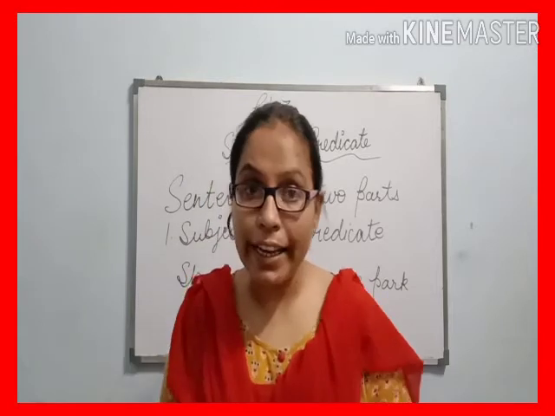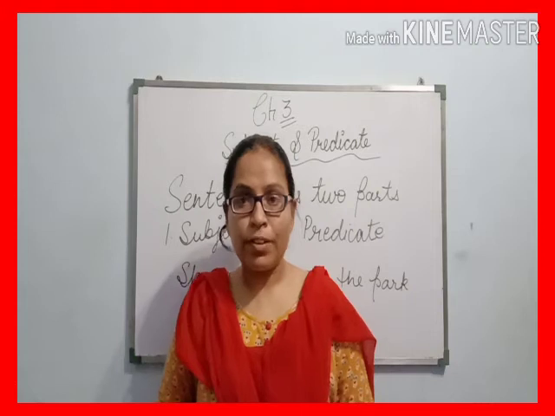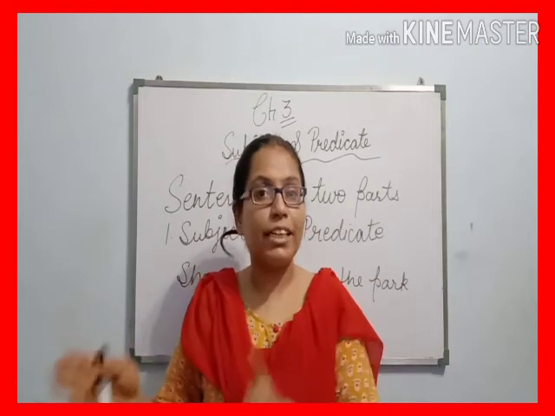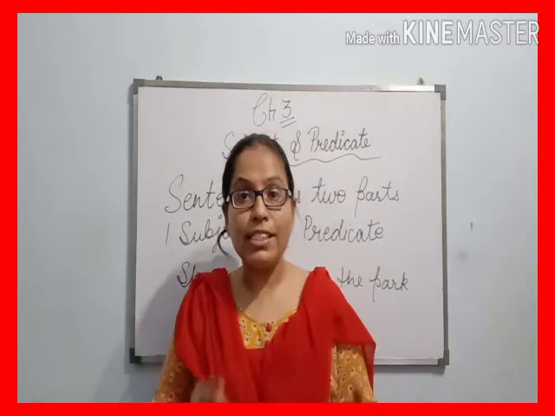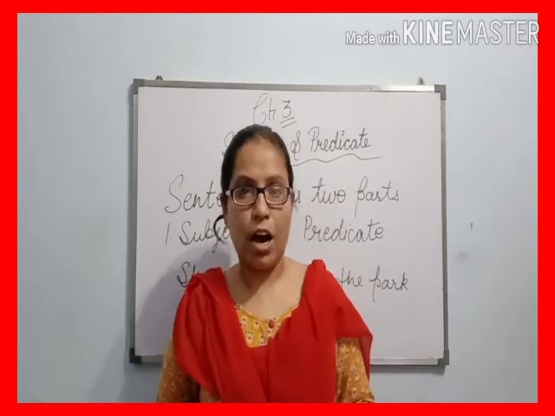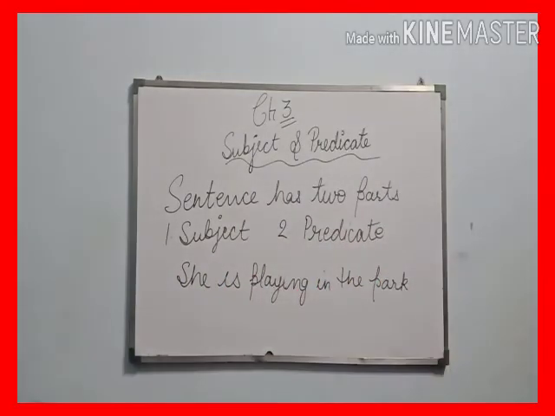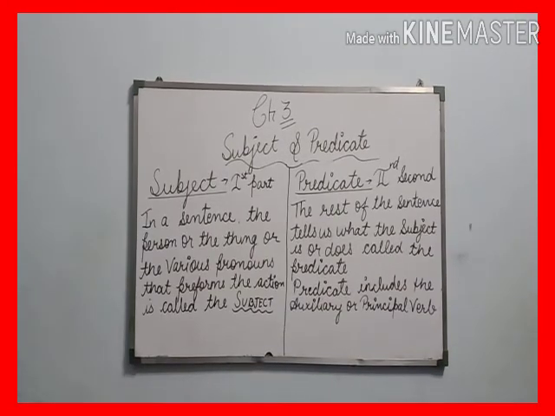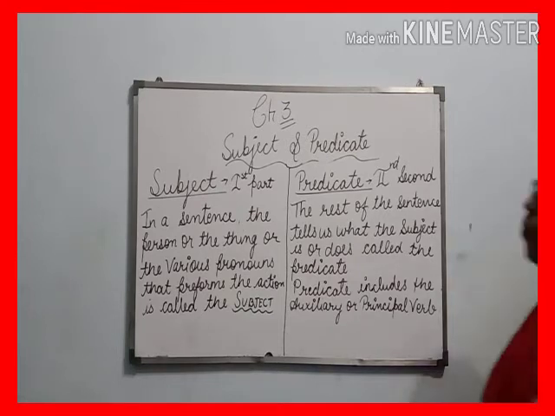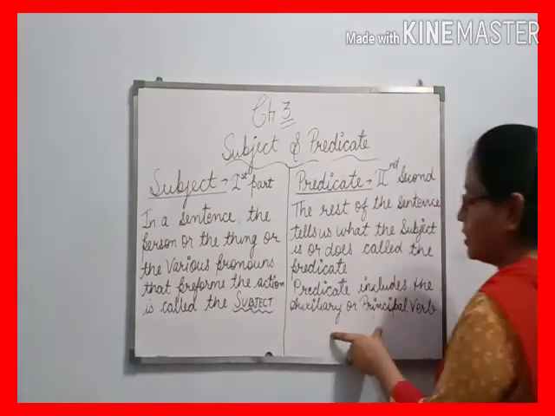Now what is the predicate? Predicate is what the subject is doing in the sentence. Predicate is the second part. Now, let me clear these two parts of the sentence with the perfect definitions. Now, students, you can see on the board that I write the definitions of subject and predicate. Now, we will learn more about what the subject is in the sentence and what the predicate is.